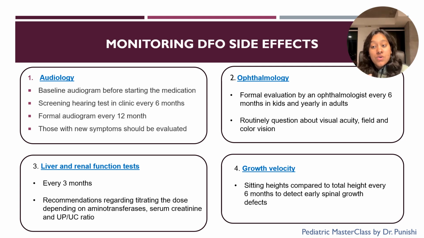Deferoxamine is also known to cause retinal toxicity, and that's why a formal evaluation by the ophthalmologist is required every 6 months in kids and yearly in adults, because the kids might not be able to tell you that they're experiencing any visual complaints, and that's why having formal evaluations more frequently in kids makes more sense. And always ask for visual acuity, field, and color vision every time they come for their transfusions.